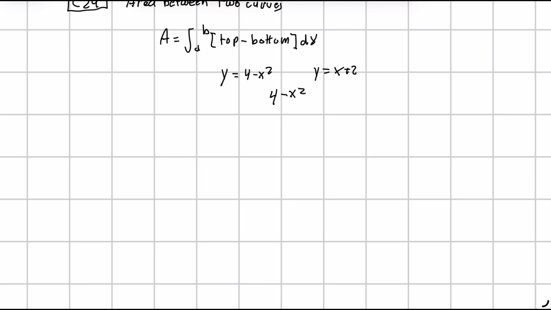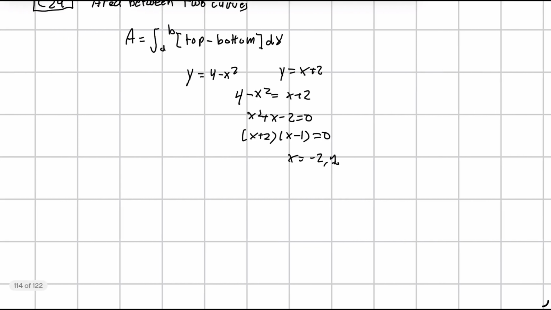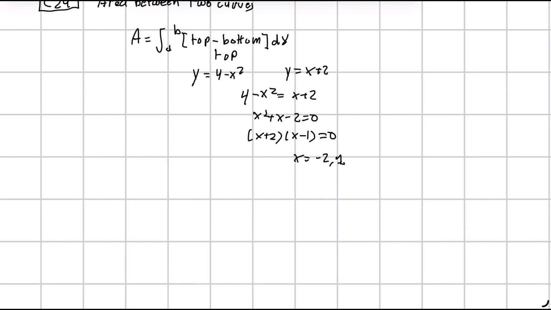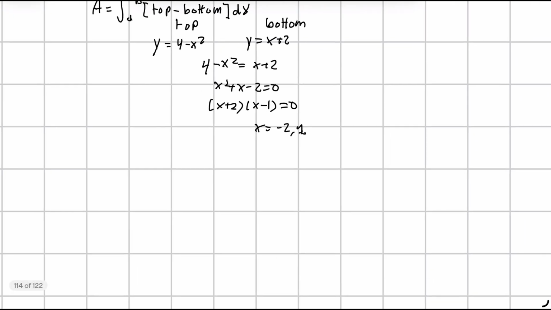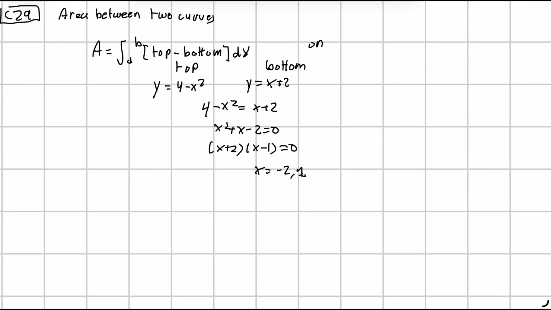So you have 4 minus x squared is equal to x plus 2, and then you have x squared plus x minus 2 is equal to 0. Then you can factor this: x plus 2 times x minus 1 is equal to 0. So x would be equal to negative 2 and 1. On the interval, we're going to see that this function is on top and this function is on the bottom. So this is the interval from negative 2 to 1.